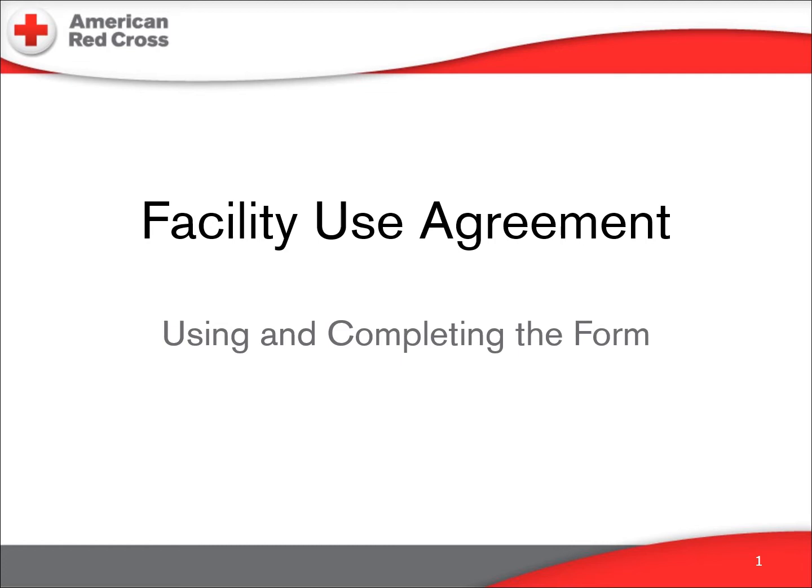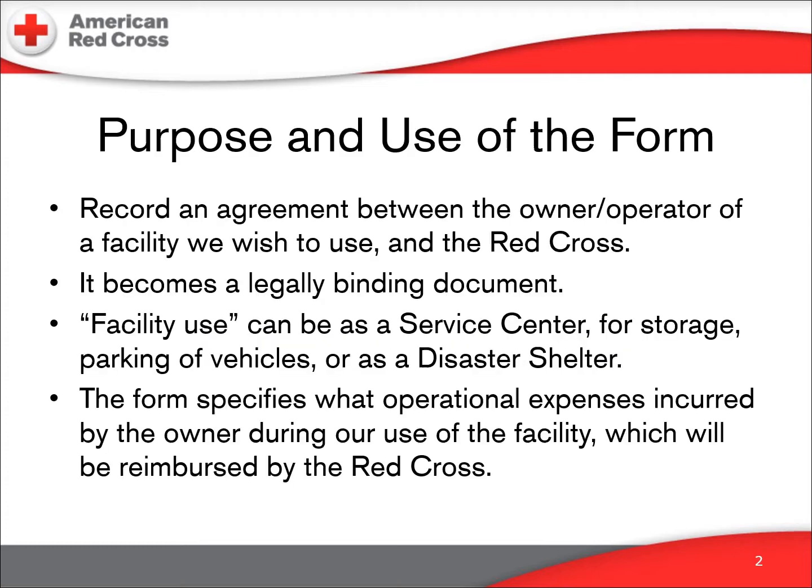This video is part of a series of videos intended to give an overview of the forms used by the American Red Cross in our shelter operations. The Facility Use Agreement establishes permission for the Red Cross to use a building during both normal operations and for a disaster response. This document establishes a binding relationship between the facility owner and the Red Cross.